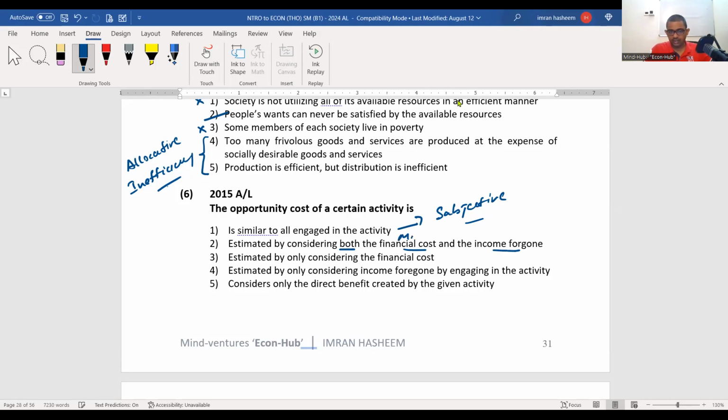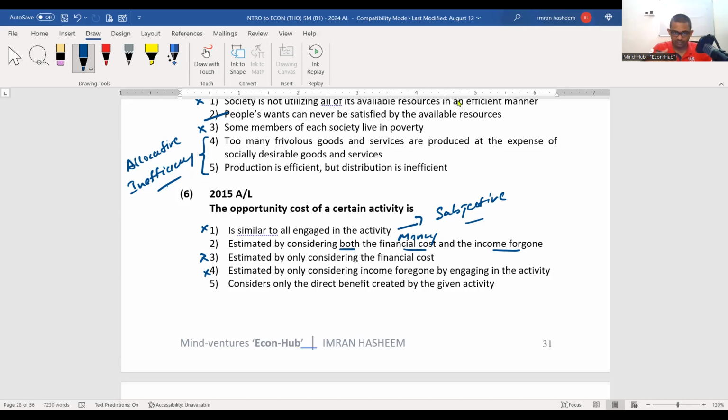We call this the money cost. Yes, I explained it also. We were very clear as a feature. We look at the money cost and the income foregone, right? The money cost on the outside inputs we buy in production and the income foregone from using our own inputs in production. That's very correct. Theoretically correct. Estimated only by the financial cost? No, that's out. Estimated only by considering income foregone? No, we have to take both. Then considering only direct benefit? No, direct benefit is not the opportunity cost.